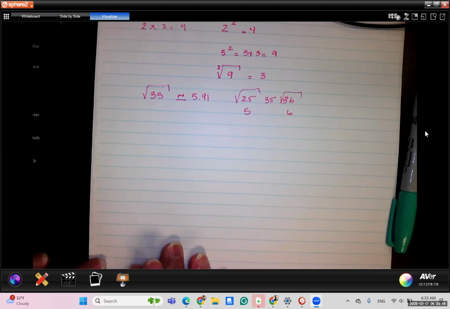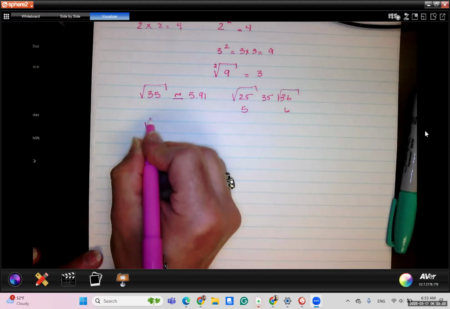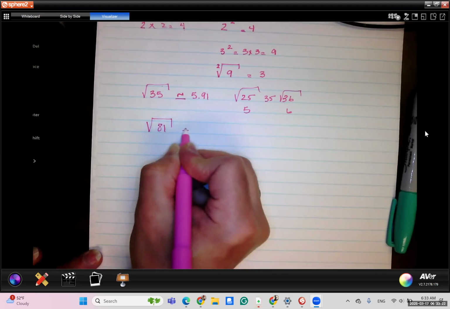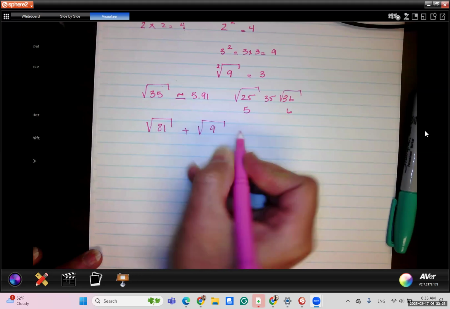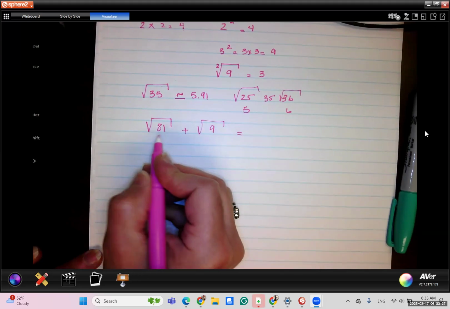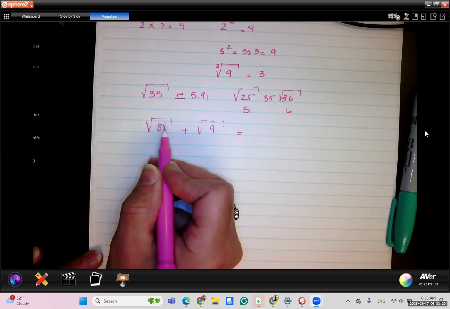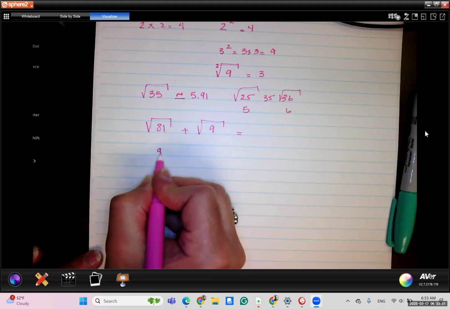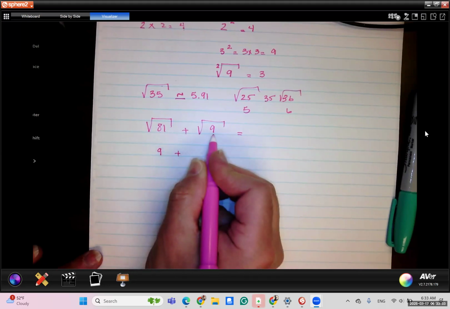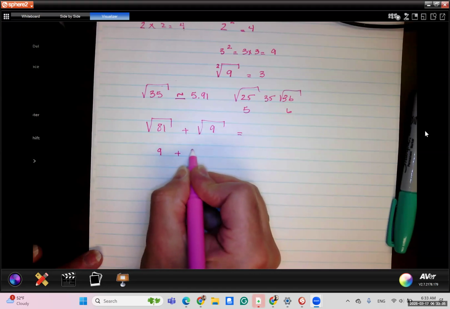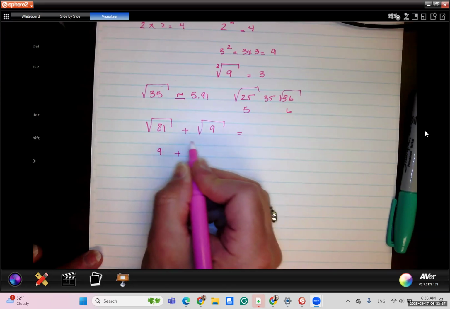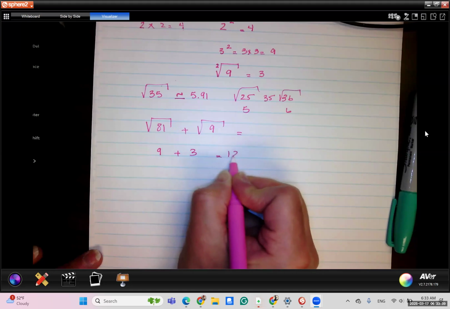Sometimes in your homework and quiz, you're asked to do something like this: the square root of 81 plus the square root of 9. To do this, you're going to take the square root under each radical first. 81 is the square of 9, and 9 is the square of 3. So you're going to take the square roots first, and then you're going to add them, okay?